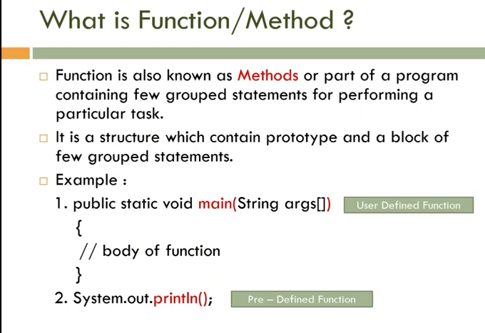One more thing, see the second example, System.out.println. You know, System is a class, out is the object, and println is a function, but we are not declaring it. Who is declaring it? It is a predefined function for us. Java already provides us the println function, which is predefined. We are not defining it. That's why we have two types of functions: one is user defined and another one is predefined.